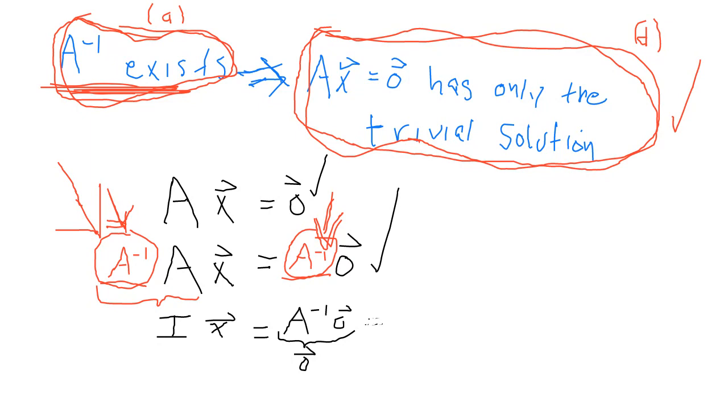And I times x is just going to be, well, what is the identity times the vector x equal to? The vector x. Good. So you end up getting that the solution vector x is equal to the 0 vector. Hey, that's the trivial solution. So you've proven part of the invertible matrix theorem, Theorem 8 from section 2.3. That wasn't too hard, was it?